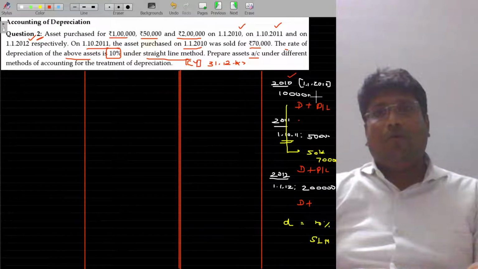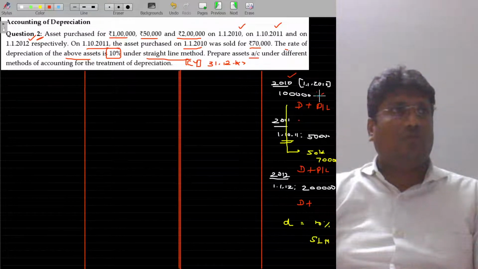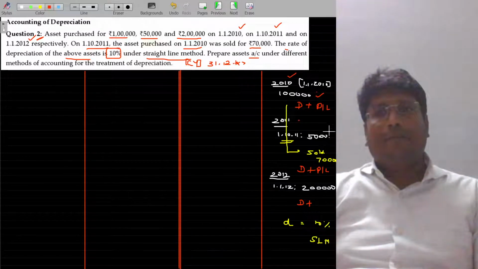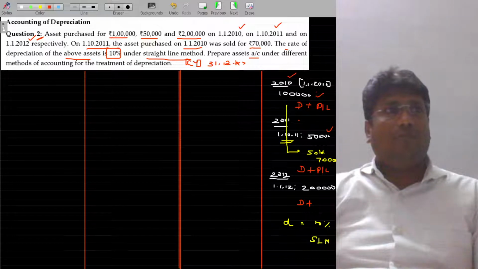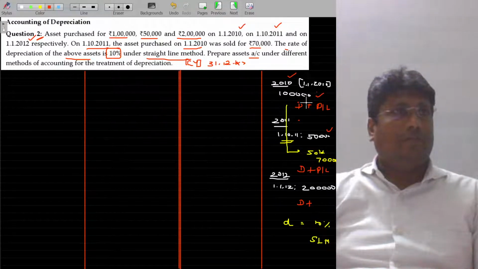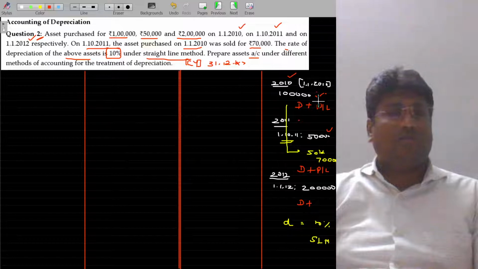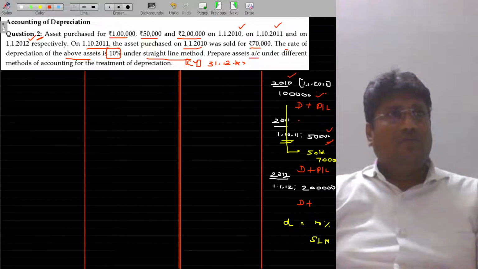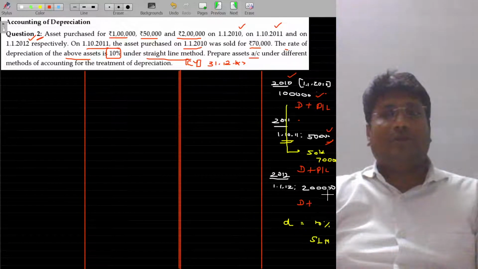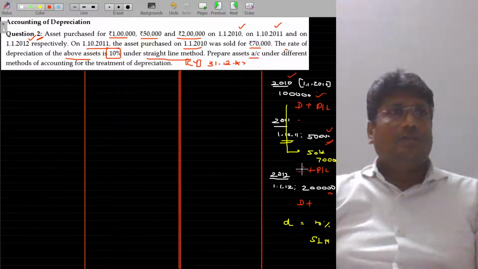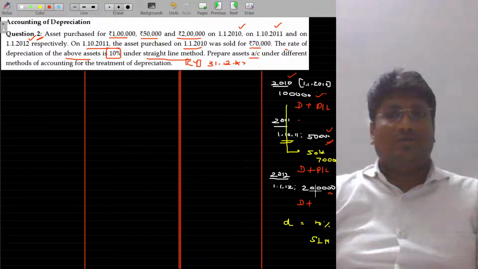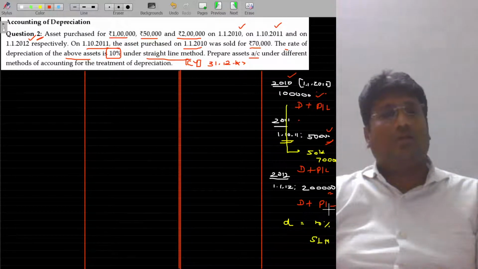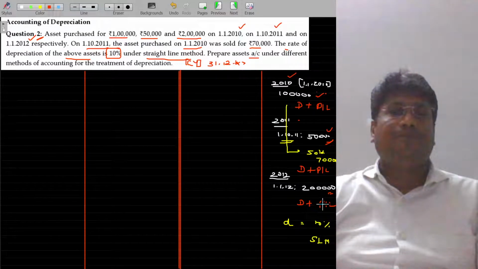In the very first year, we have only one asset, so for that one asset we provide the depreciation. In the second year, we have purchased a new asset, so that will be eligible for the depreciation. The old asset was sold. As the old asset was sold, up to the date of sale we have to provide the depreciation for it. Thereafter, it will not be eligible for the depreciation. And in 2012, we already have one asset, 50,000 purchased in 2011. Another asset purchased in 2012 is also there. So you have to claim the depreciation for both. So depreciation and profit and loss account. These are the points you have to keep in your mind.